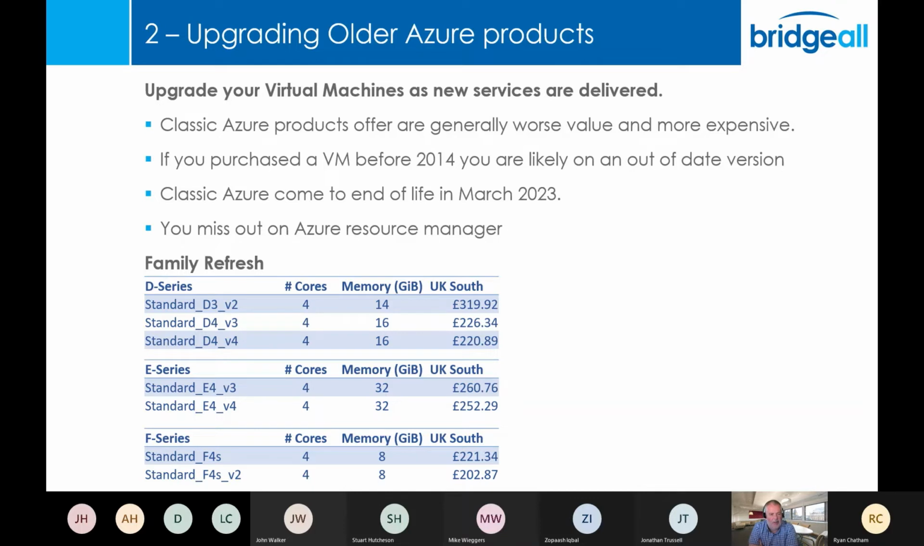Another area is looking at upgrading from older Azure products, and one of the things that we can look at is what they call the family refresh. Quite often, on the D series VMs, version 2, version 3 and version 4 are all readily available. The version 2 might have been installed about 3 or 4 years ago, and if you're continuing to run that workload at that price, you could get a much more modern CPU on the latest family, and it's significantly cheaper than what the version 2 server is.